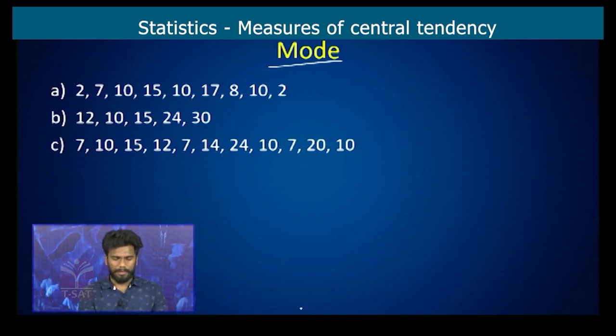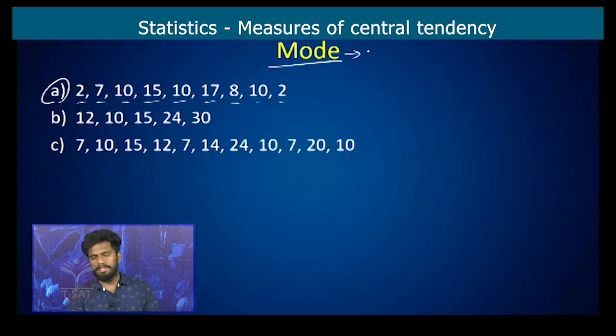See here. Take the values 2, 7, 10, 15, 10, 17, 18, 10 and 12. So first of all, what is a mode? Mode is the value which has the highest frequency, that is, the item which repeats the most number of times.